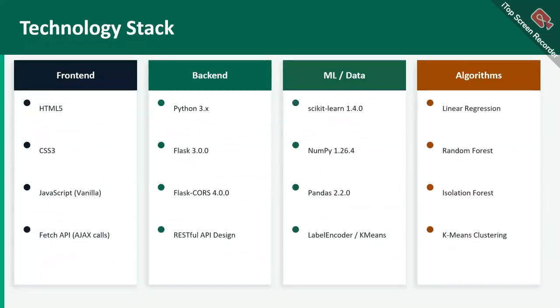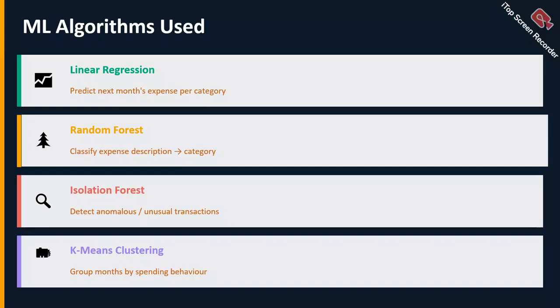For front-end development, we have used HTML5, CSS3, JavaScript, and Fetch API. For backend, we have used Python 3.x, Flask 3, Flask-CORS 4.x, and RESTful API design. For machine learning and data processing, we used Scikit-learn, NumPy, and Pandas. For algorithms, we have used linear regression, random forest, isolation forest, and k-means clustering.